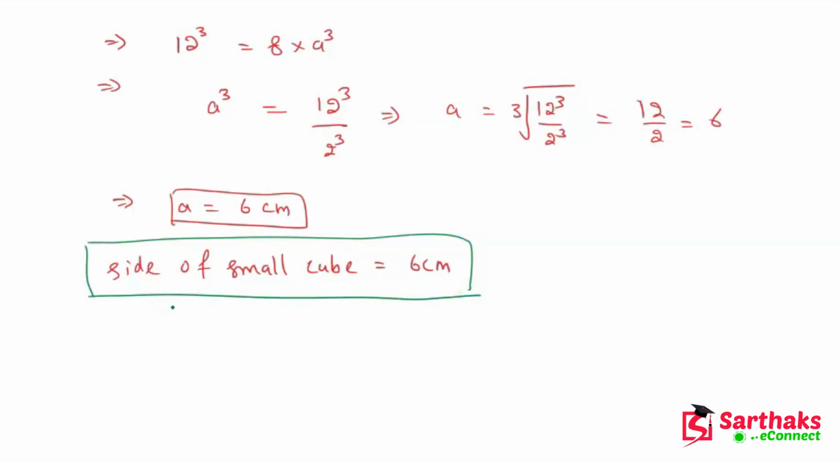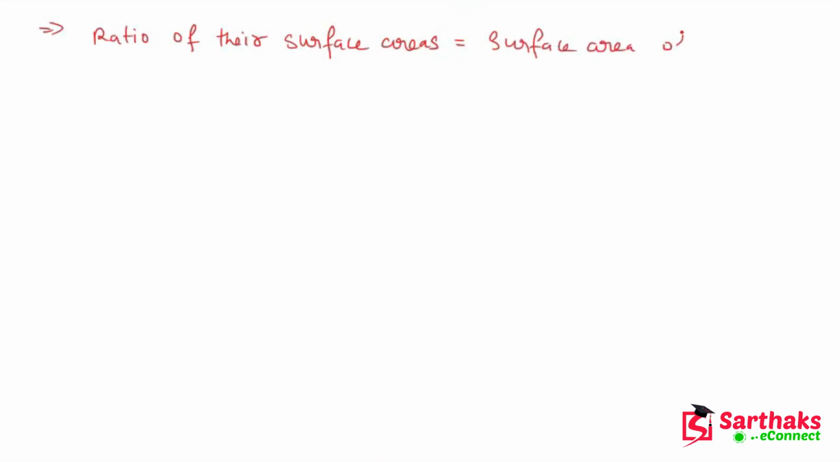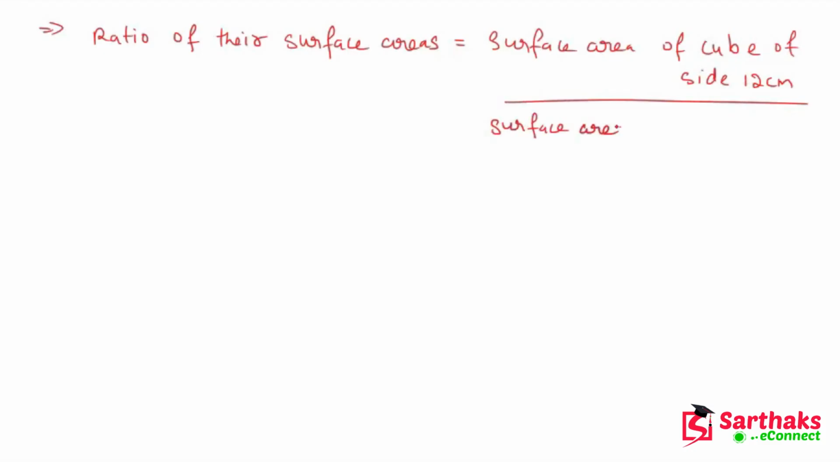Yes. Now the ratio of their surface area will be, so here we can write, ratio of their surface area is equal to the surface area of the cube of side 12 centimeter, divided by the surface area of the cube of side 6 centimeter.